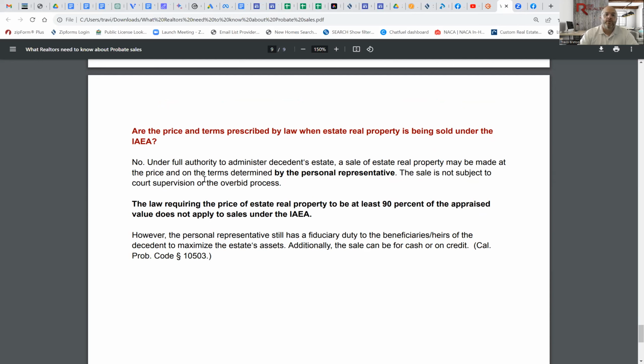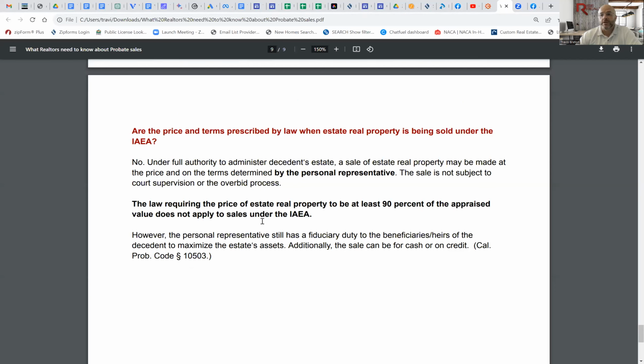No, under full authority to administer a decedent's estate, a sale of estate real property may be made at the price and terms determined by the personal representative. The sale is not subject to court supervision or overbid process. The law requiring the price of estate real property to be at least 90% of the appraised value does not apply to sales under the IAEA.